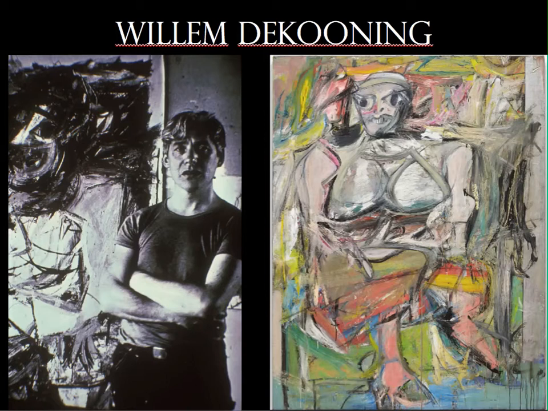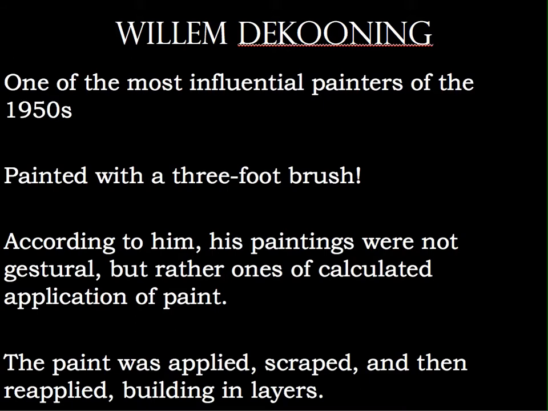Willem de Kooning, the second most famous of the abstract expressionists. This is a gentleman who painted with this gigantic 3-foot-long paintbrush. And what he would do is he would paint, and then he would be unhappy with certain sections. He would scrape off the paint, then reapply. He would build layers. There was a textural element to his paintings.